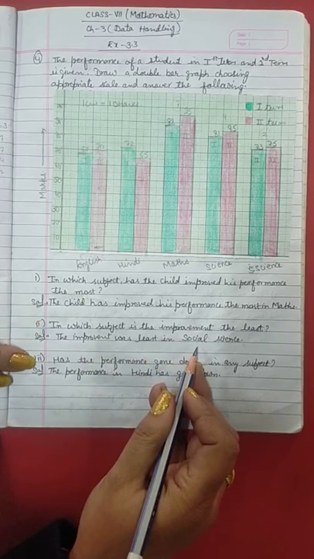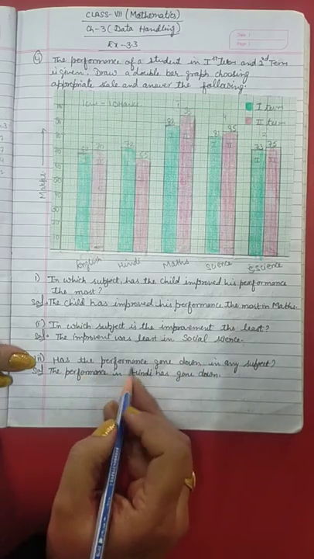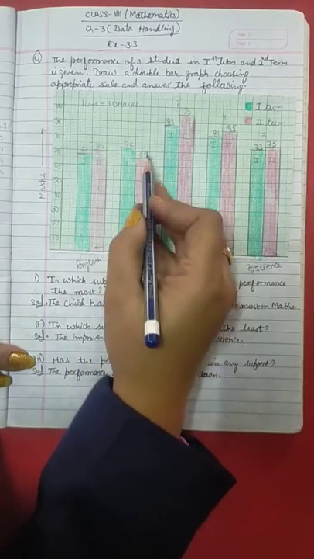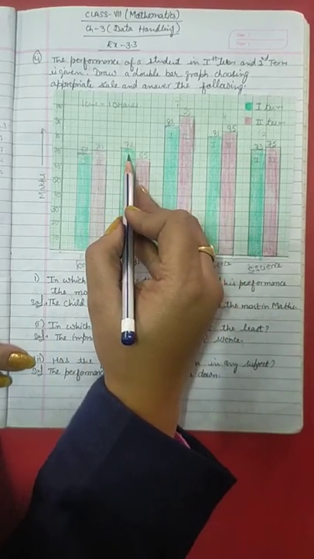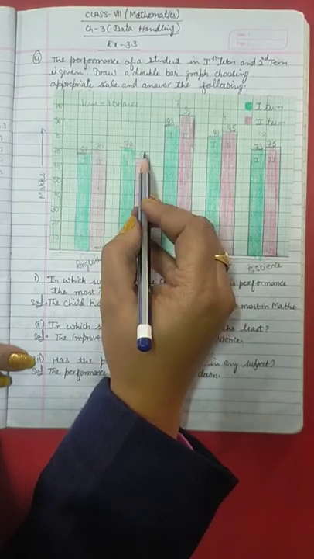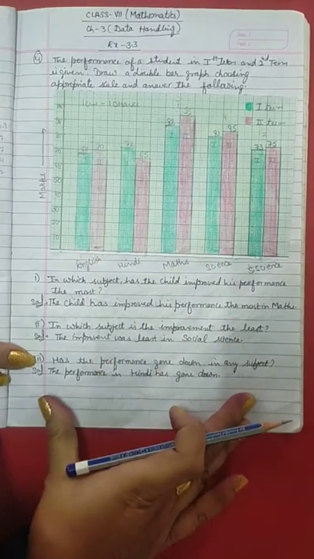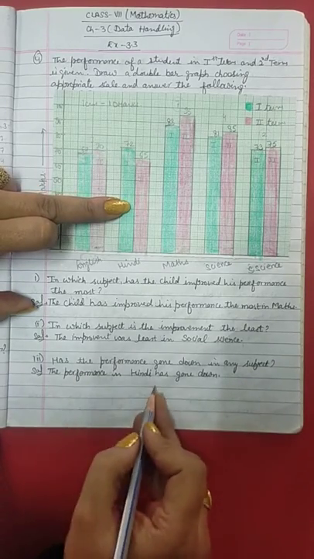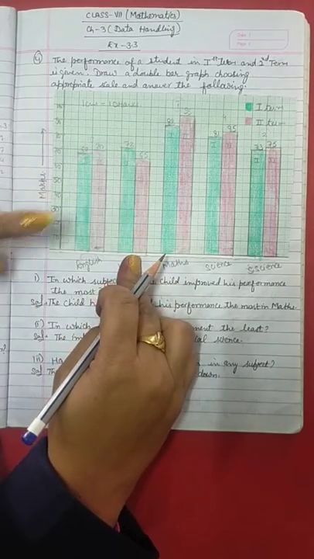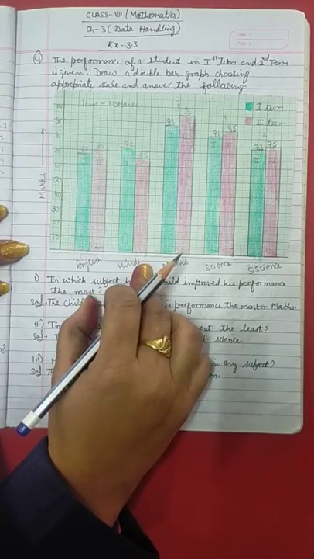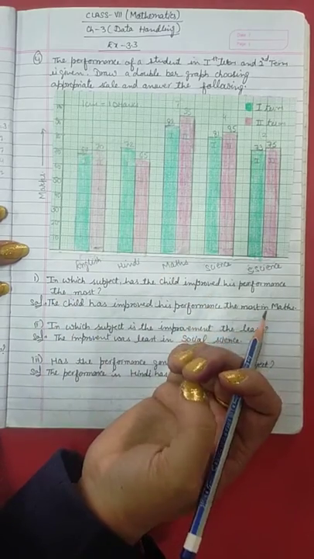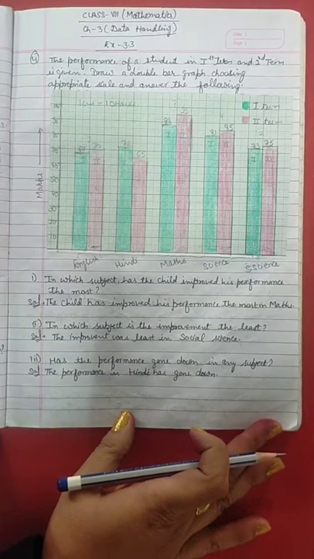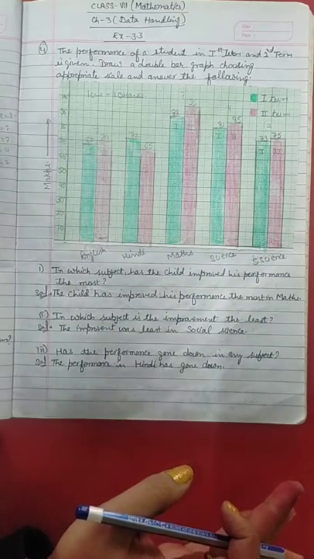Then see the next part, what they are asking here: has the performance gone down in any subject? As you can see here the bars are increasing, but on this side, the term 1 bar is more than the term 2 bar. So it means he performed badly in Hindi. His performance goes down here. That shows that the subject is Hindi, where he performed not well as compared to the previous term. So in this way, you can give the answers of the questions, and you can simplify all the parts of question number 4.